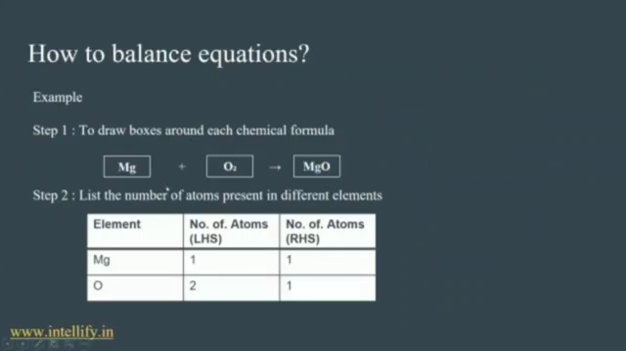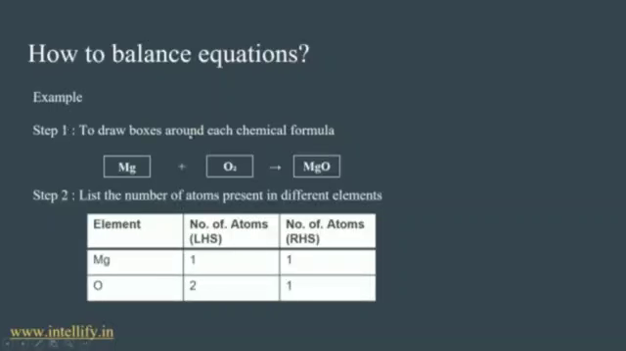This was the initial chemical reaction of magnesium. If you burn magnesium, it converts into magnesium oxide. This chemical equation is called a skeletal chemical equation, which is unbalanced in nature. So let us now see how to balance these chemical equations. I will tell you the step by step procedure of balancing a chemical equation.